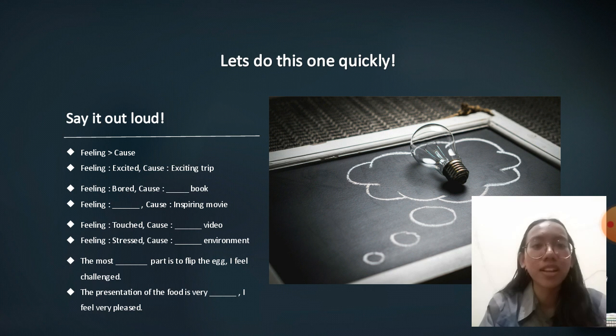Now let's move. We have to say it out loud, okay? Be confident. The feeling is excited. The cause is exciting trip. Remember that? Now you try. The feeling is bored. The cause is boring book. Nice. The feeling is inspired. The cause is inspiring movie. Nice. You can screenshot this slide and then you can try to fill it by yourself, okay?